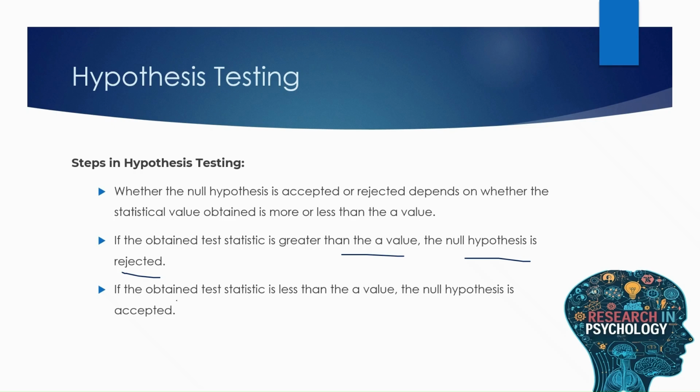And if the calculated test statistic is less than the alpha value, then the null hypothesis is accepted, which means there is no significant difference between the two variables under study. All right. So remember, if the test statistic has a higher value, the null hypothesis is rejected. Higher calculated value means rejection. Lower calculated value means acceptance of the null hypothesis.